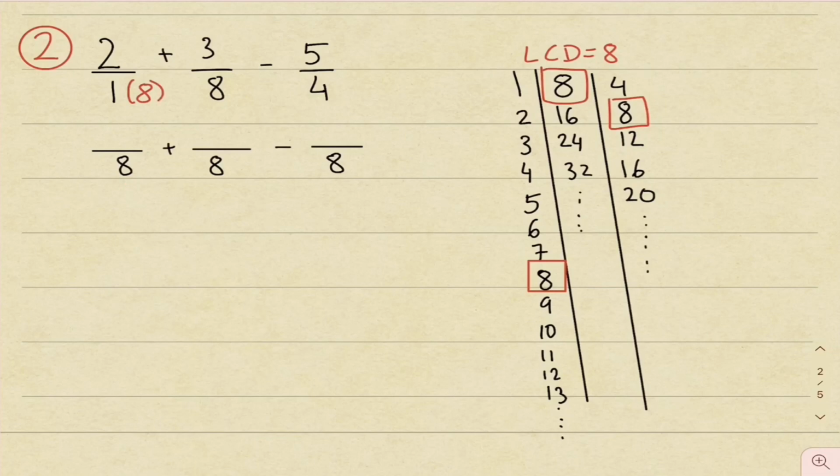But if I multiply 1 by 8, I have to multiply the top by 8 as well. So 1 times 8 is 8, 2 times 8 is 16. The first fraction is 16 over 8.